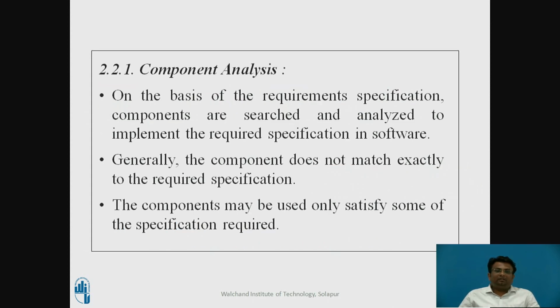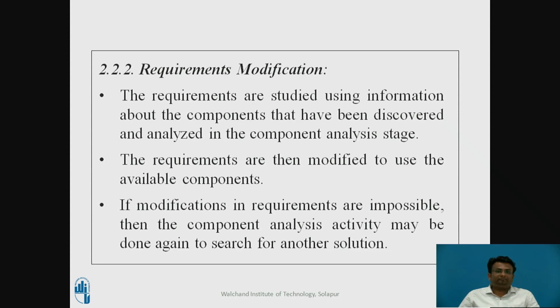First is the component analysis. On the basis of the requirement specification, the components are searched and analyzed to implement the required software specification. Generally, the component does not match the requirement specification exactly, so the component may be used to satisfy only some of the specifications which are required. Requirements modification. The requirements are studied using the information about the components which have been discovered and analyzed in the component analysis stage. The requirements are modified to use the available component.